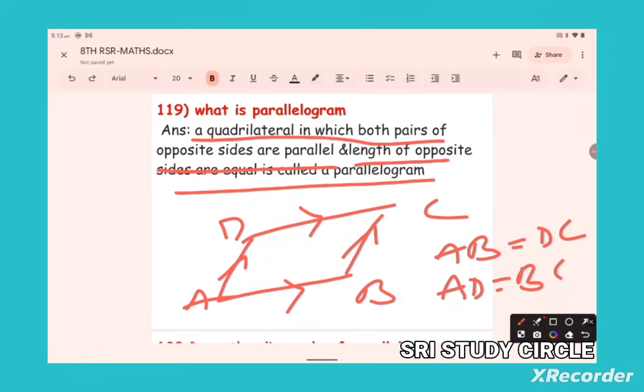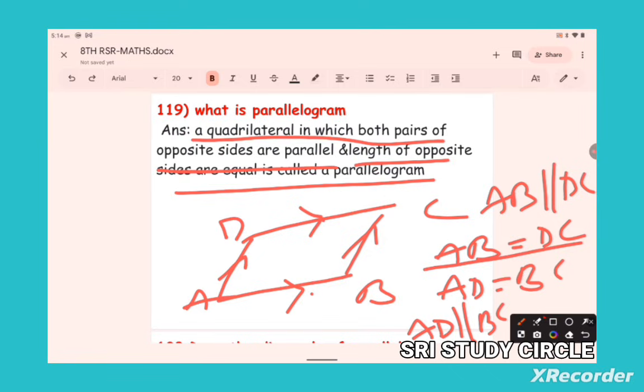That means a quadrilateral which has opposite sides parallel and the lengths of the opposite sides equal is called a parallelogram. AB is parallel to DC and AB is equal to DC. Next, AD is parallel to BC and AD is equal to BC. The opposite sides are equal and parallel.